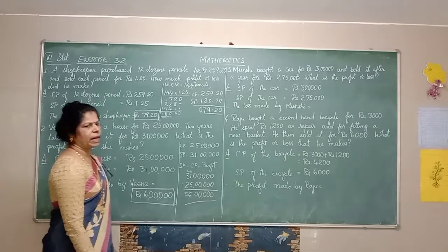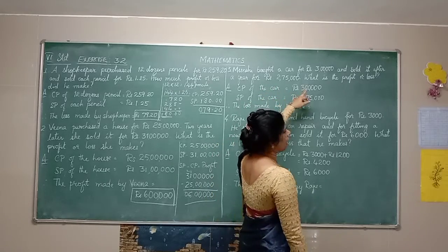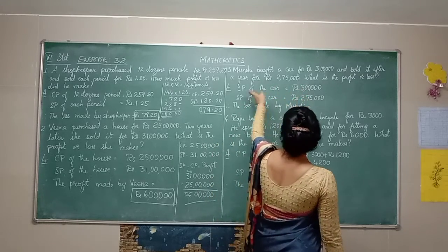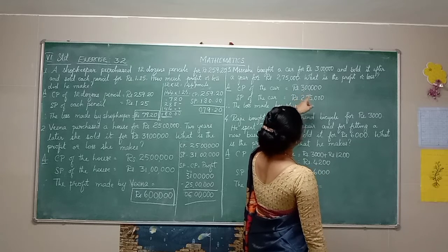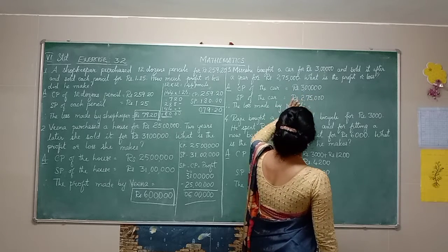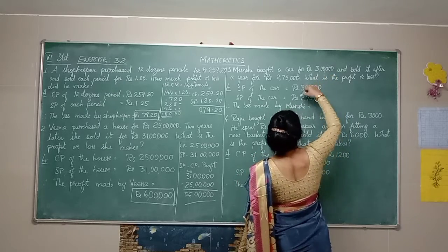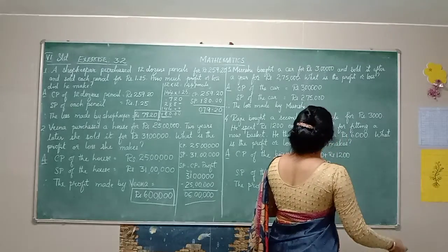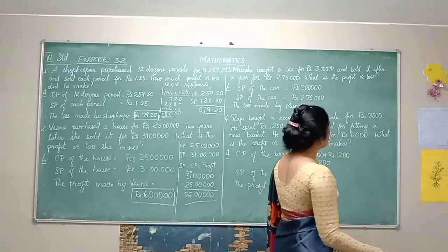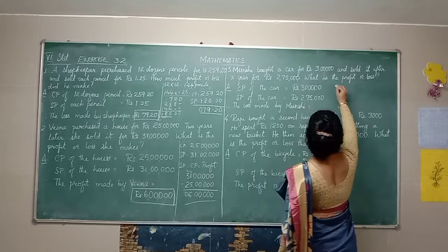Now let us go for the next one. Munshi bought a car for rupees 3 lakh and sold it after a year for rupees 2,75,000. What is the profit or loss? Easily you can make out, he purchased for 3 lakh but he is selling it for 2,75,000. So 2,75,000 is less. You can very well understand there is a loss.